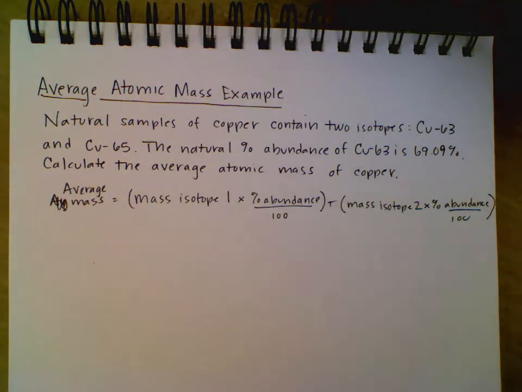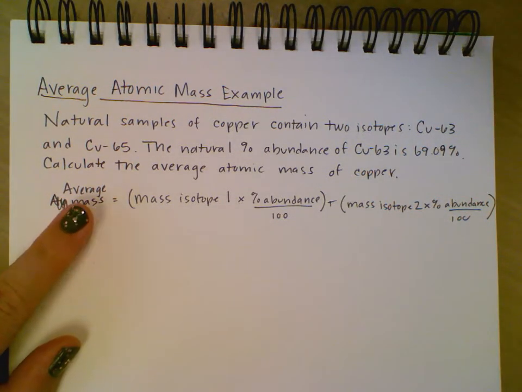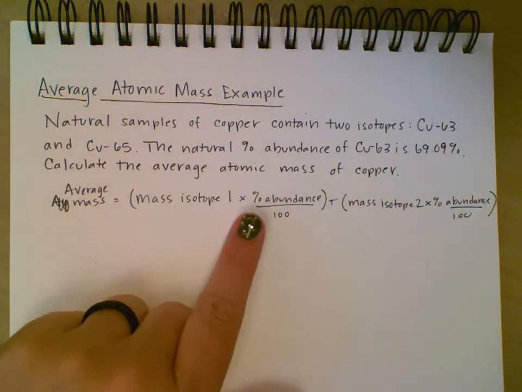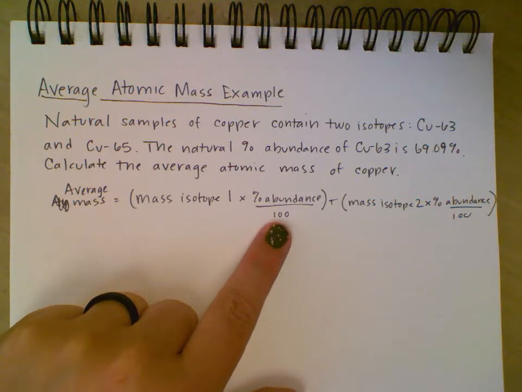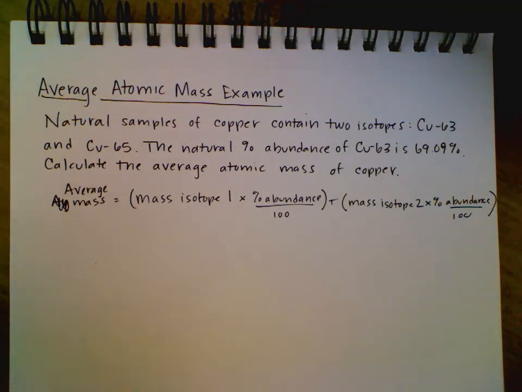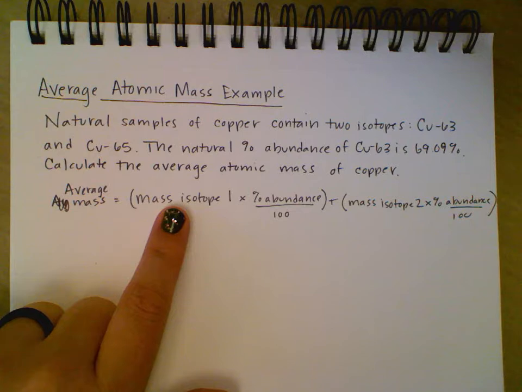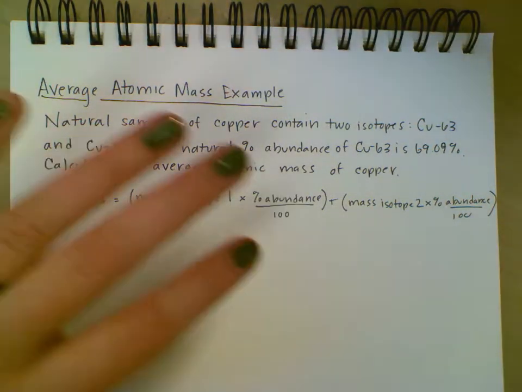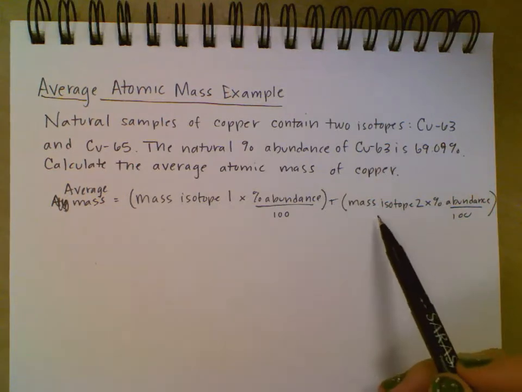All right, so the equation for calculating your average atomic mass is that your average mass is equal to the mass of your first isotope times its percent abundance divided by 100. When we do this, it takes that mass and weights it relative to how much there is in the sample. So instead of it just being a 50-50 average, it says, hey, maybe isotope 1, there's a ton of it, so I'm going to weight my mass more heavily towards isotope 1 and maybe not so much towards isotope 2.